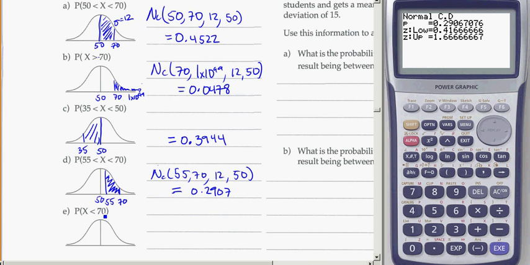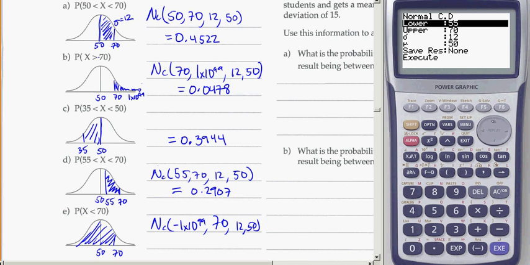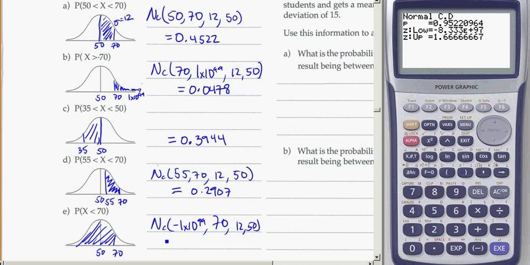And this one says x is less than 70. 50 in the middle is my mean, but 70 up here, and I want everything smaller than 70, because the pointy bit's pointing to x. So here, my lower limit is going to be negative 1 times 10 to the 99. Upper limit will be 70, and we have 12 and 50. Negative 1 exp99, all the rest stays the same, 0.9522.